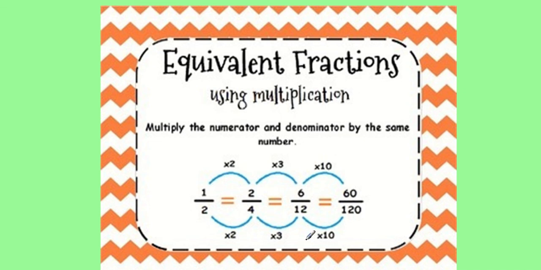And there it is. Our golden rule, equivalent fractions using multiplication: multiply the numerator and denominator by the same number. So we're always timesing or dividing by the same number. Okay, so we can see even on this one, we've gone from 12 to 120, which is timesing by 10. So we need to times the 6 by 10 to get 60.